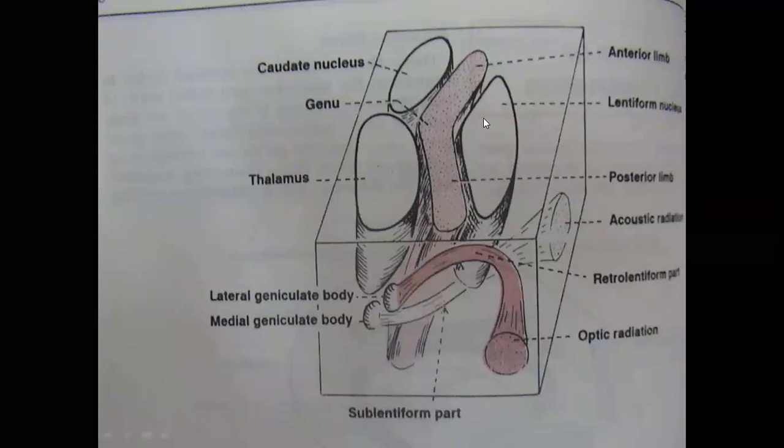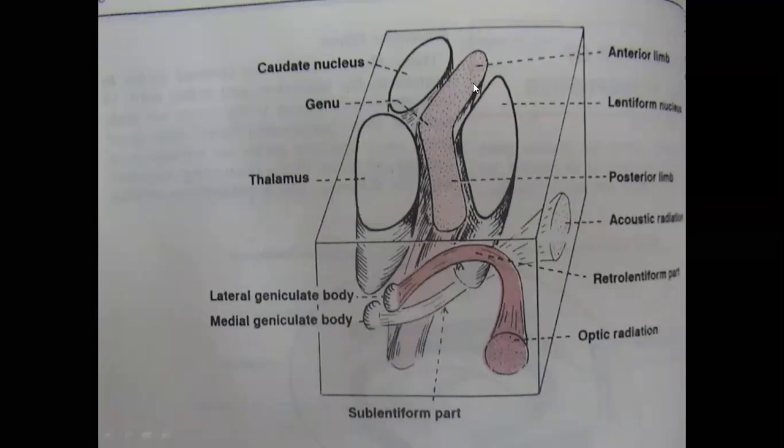The concavity of the V is related with the lentiform nucleus, and the convexity of the V is related to the caudate nucleus anteriorly and thalamus posteriorly. This V-shaped collection of internal capsule fibers has an anterior limb, a posterior limb, and the genu. Genu means bend or turn. Then you have the retrolentiform part, and this is the sublentiform part.